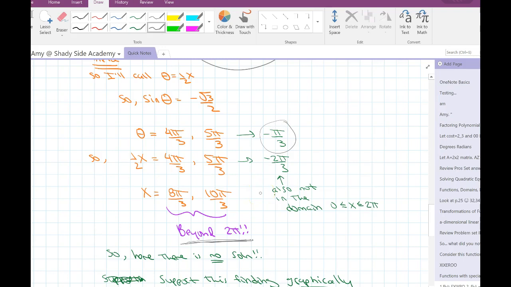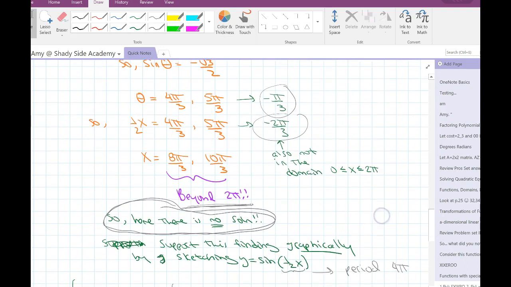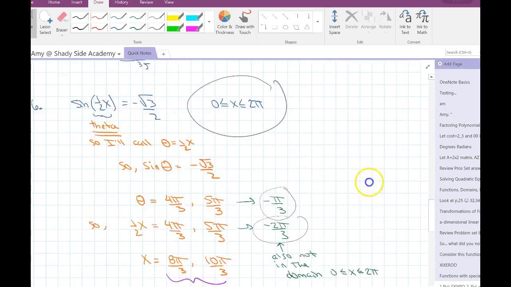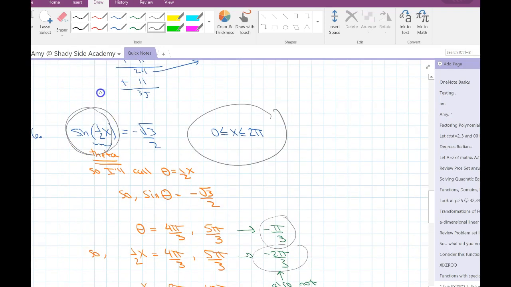Okay, the next smallest angle is negative pi over 3. And when I solve it for x, I get negative 2 pi over 3, and I say, oh no, that's also not in the domain of 0 to 2 pi. So here, there is no solution. And then I said this, support this finding graphically by sketching y equals the sine of 1/2 x, which is this.